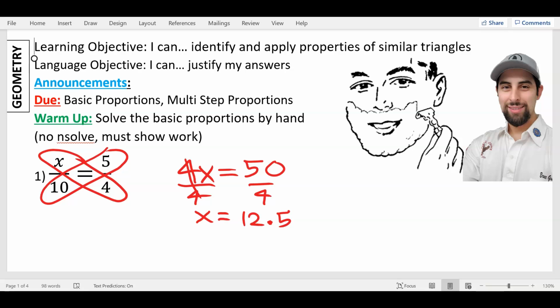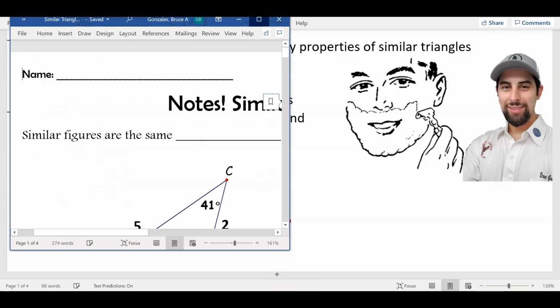Now, we got some notes to do. If you hadn't finished the assignments from the last 2 days, we'll have some time tomorrow. Real quick, because we're about to do brand new notes. And then you might have some time at the end of today. We'll see. Okay, so our notes look like this.